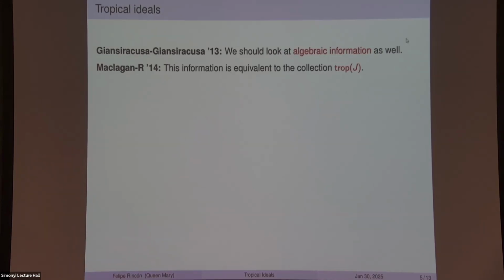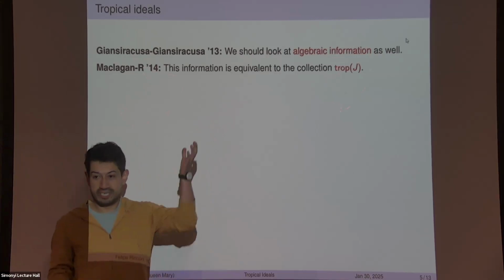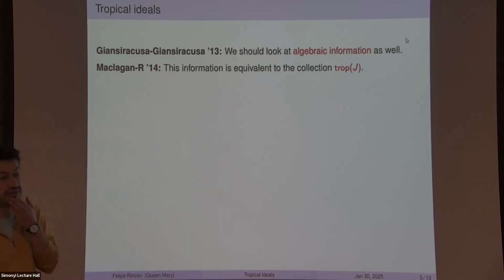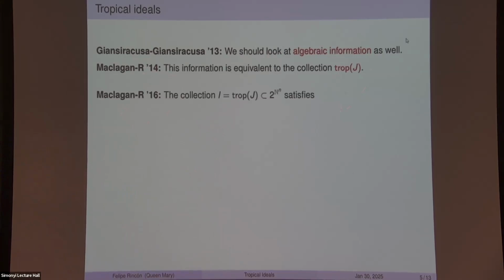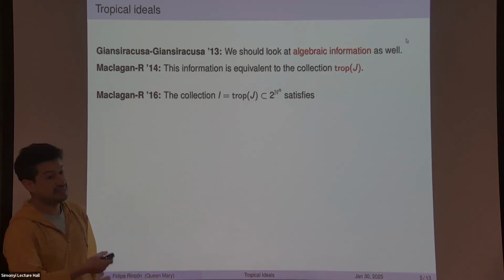Later, with Diane Maclagan in this paper in 2014, we realized, okay, this congruence that they're defining is actually just equivalent to the information that I just described to you, the tropicalization of the collection of supports of polynomials. Okay. So this is like the algebraic information, the tropical scheme that we want to remember. And then in 2016, we proposed the following. Okay, so let's try to study these collections of supports that arise from polynomials in an ideal.